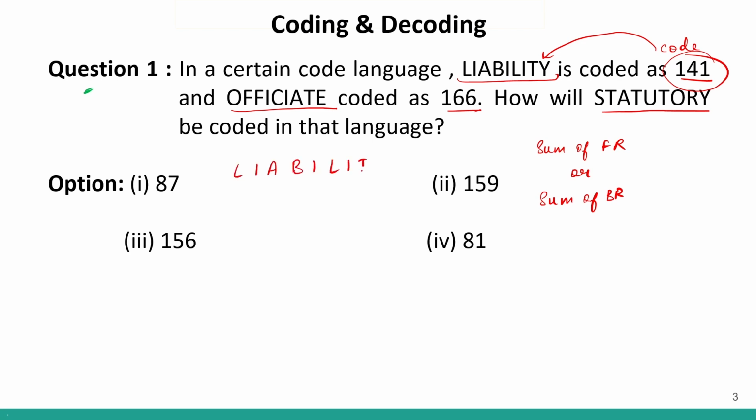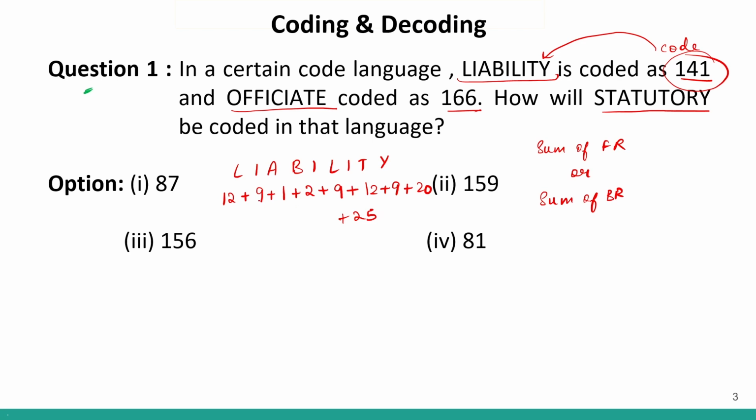Okay, with forward ranks. So what is the code for L? Forward rank for L is 12. For I it is 9. A it is 1. B it is 2. Again for I it is 9. L it is again 12, plus 9, plus for T it is 20, and for Y it is 25.